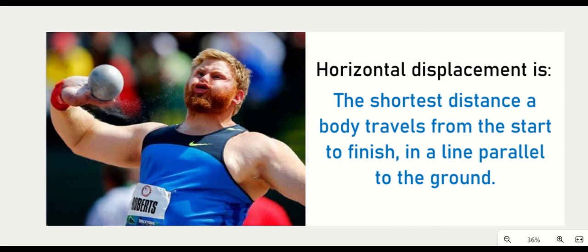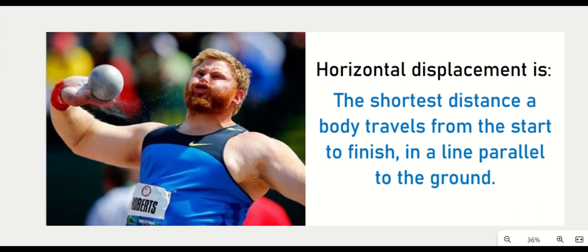Here's a quick explanation of horizontal displacement of projectiles and the factors that affect horizontal displacement. Horizontal displacement is really just a fancy word for how far something or a projectile travels. It says on there it's the shortest distance a body travels from the start to the finish in a line parallel to the ground. So we tend to talk about horizontal displacement when we're talking about projectiles, things that we throw. So it could be a shot put, it could be a ball, it could be a body.